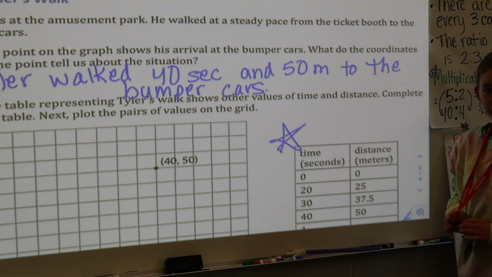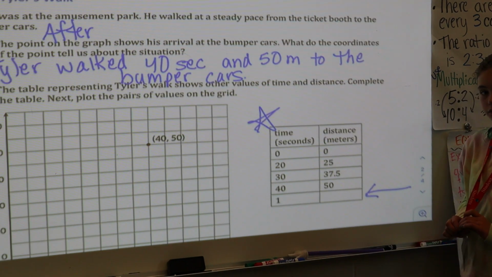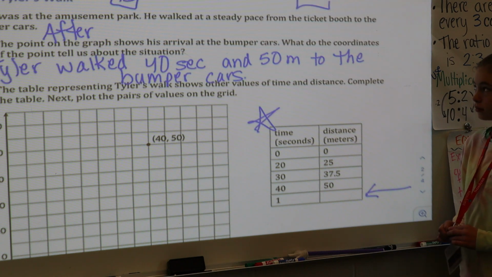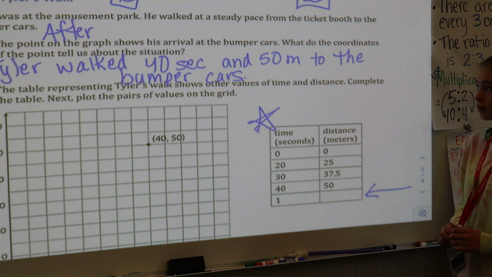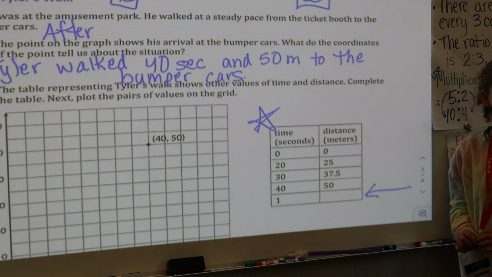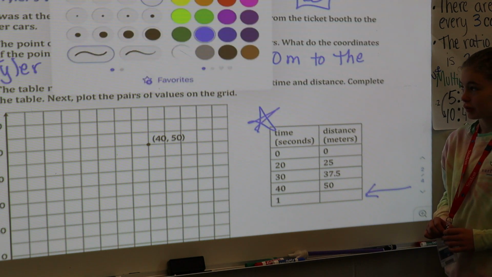Who has another way to say that, but different? You're saying the same thing, but you said it differently. Before we do that, I'll draw a TB, that's the ticket booth, and we're going to the BC, the bumper cars, okay? So think about at 40 seconds where he's at. Can somebody say it a different way? Dean?